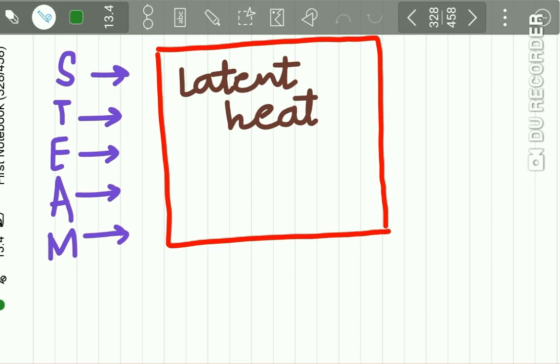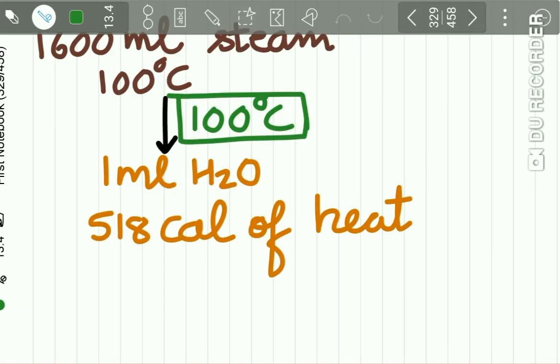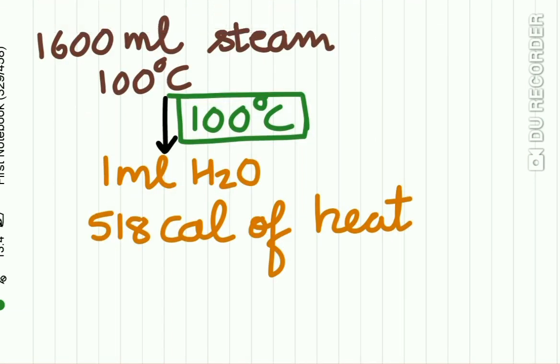Saturated steam can penetrate porous material easily. When steam comes in contact with a cooler surface, it condenses to form water and liberates the latent heat to that surface. For example, 1600 ml of steam at 100 degrees Celsius at atmospheric pressure condenses into 1 ml of water at 100 degrees Celsius and releases 518 calories of heat.